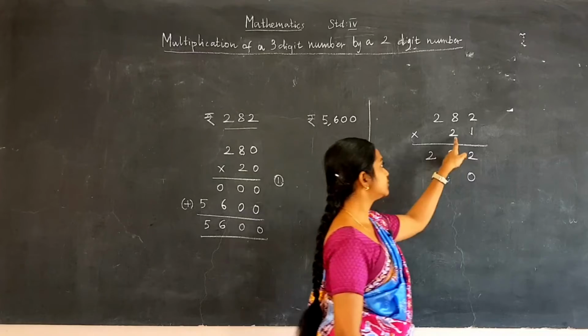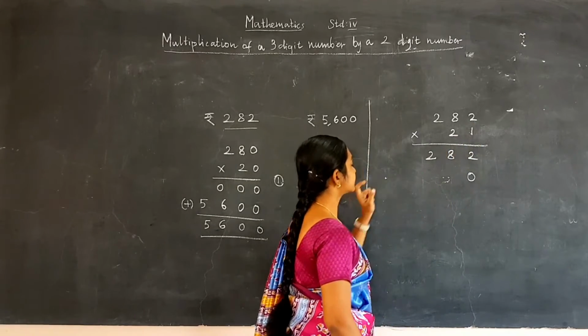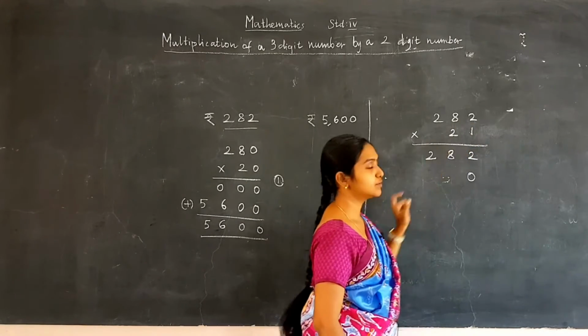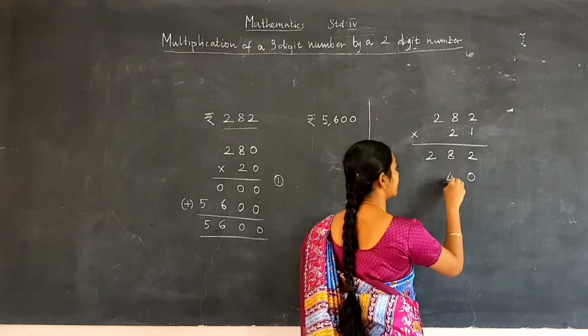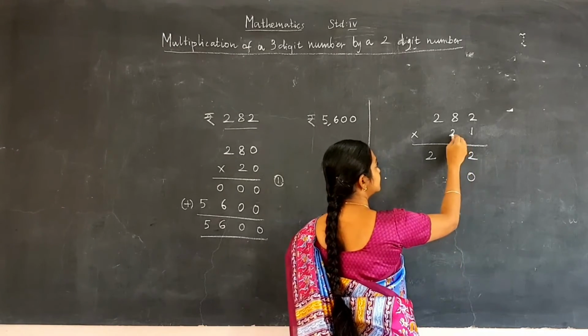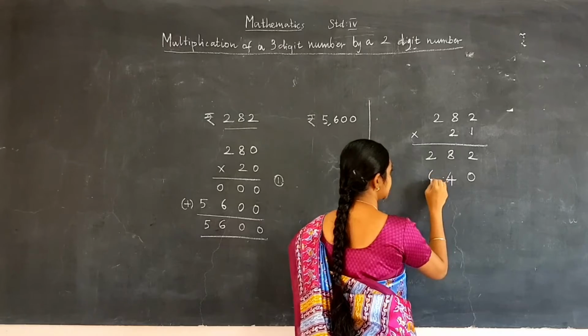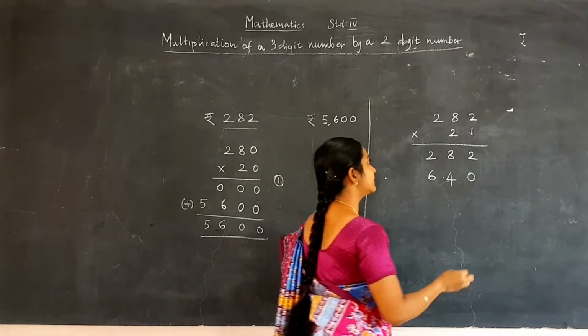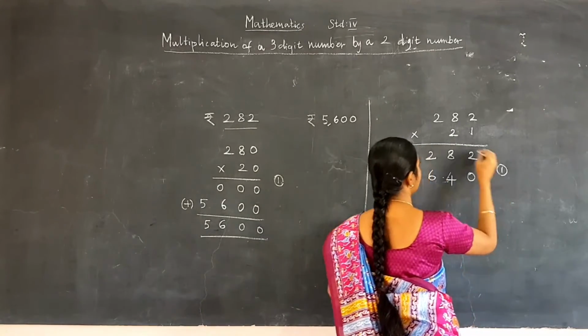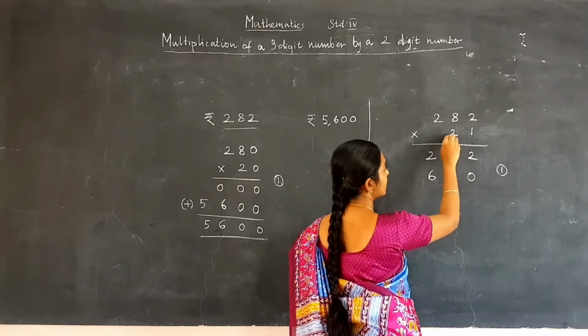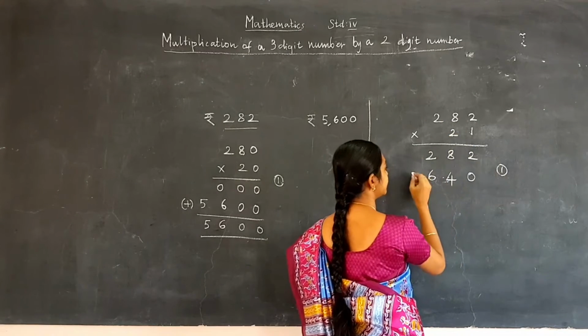Now multiply 2 and 2. 2 into 2 will be 4. 2 into 8 will be 16. So write 6 here and 1 will be carried to the next place. 2 into 2 will be 4. 4 plus 1 will be 5.